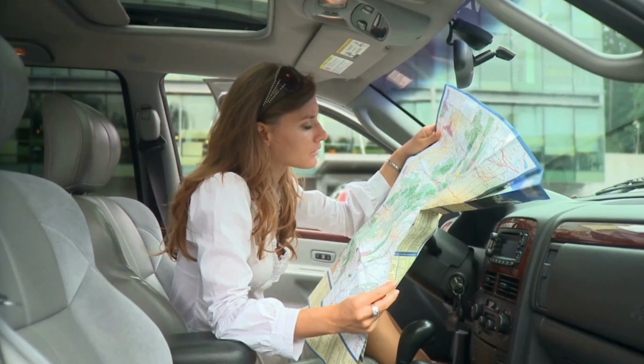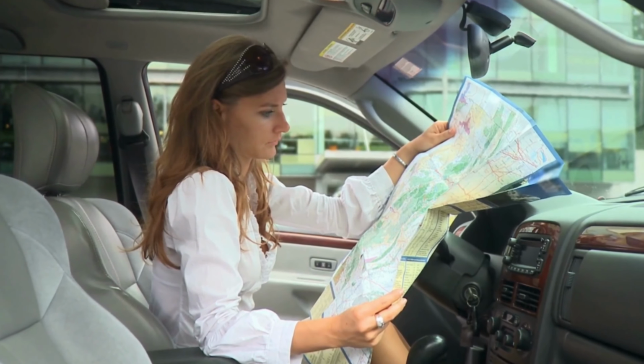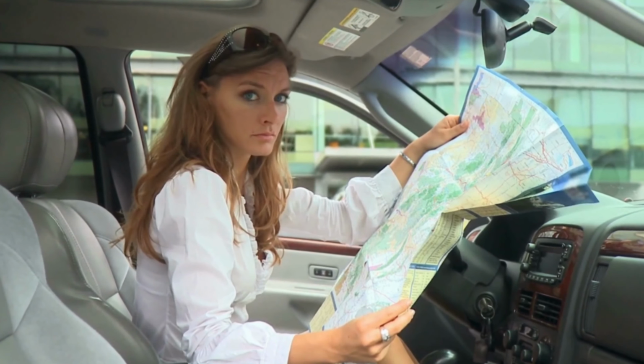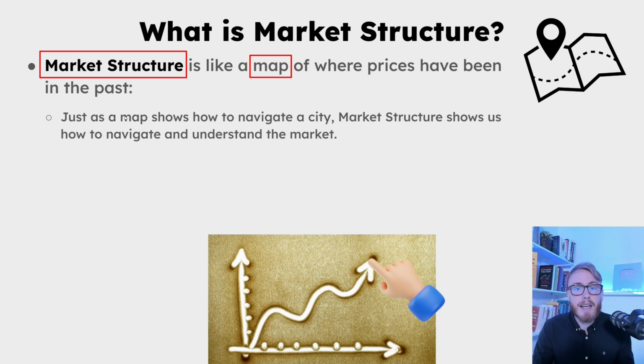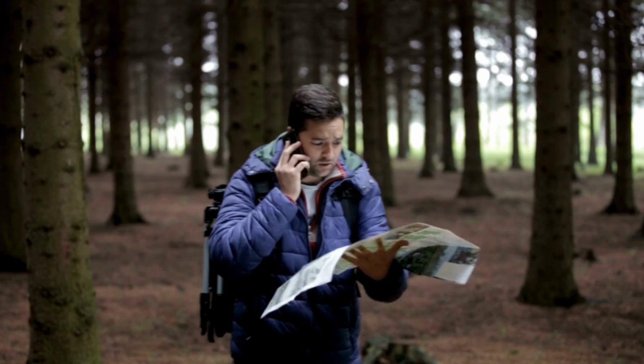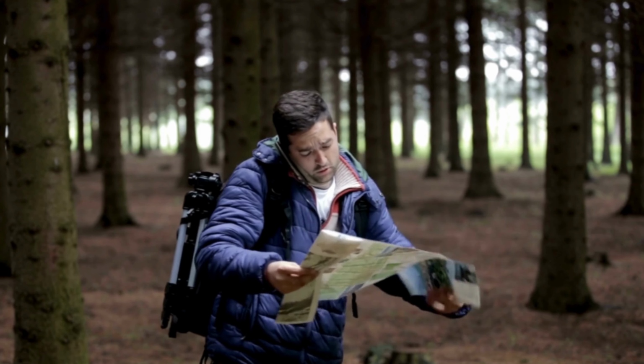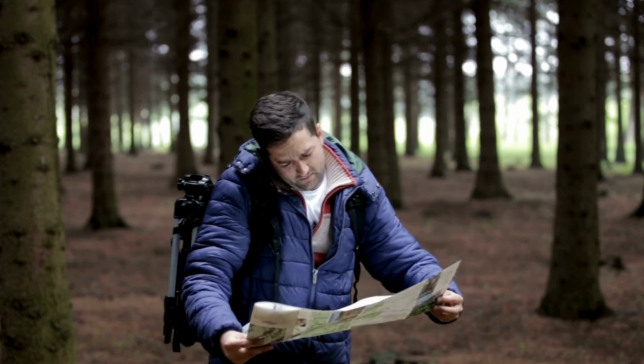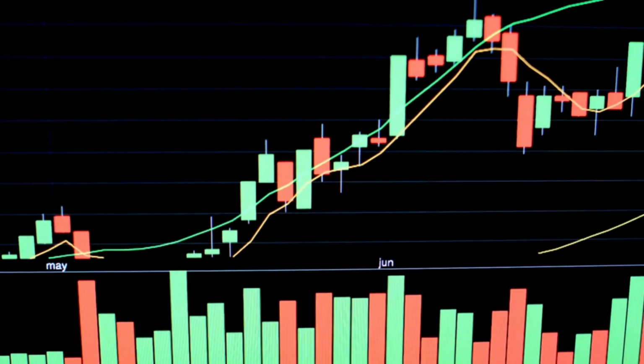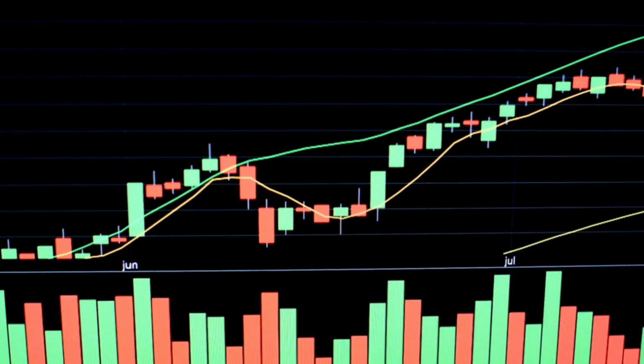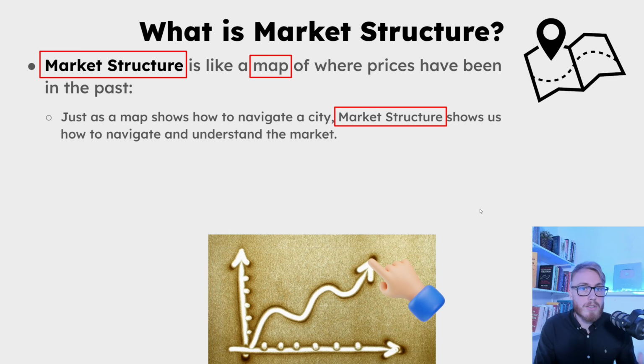Well, just as a map shows how to navigate, for example, a city or a country, any kind of terrain, market structure shows us how to navigate and understand the market. In order to understand where you need to go and how to get there, it's a very good idea to have a map. And in order to understand where the market is likely to go next, it's also a good idea to have a map of the price, or in other words, market structure.